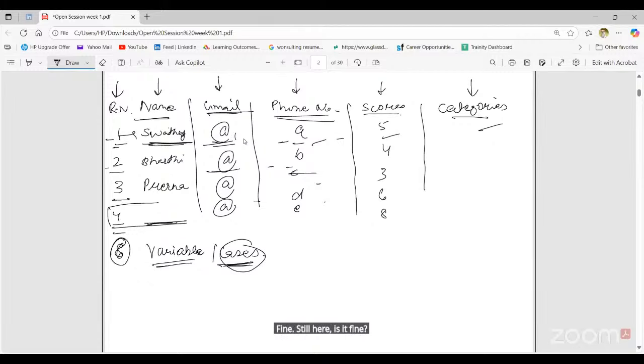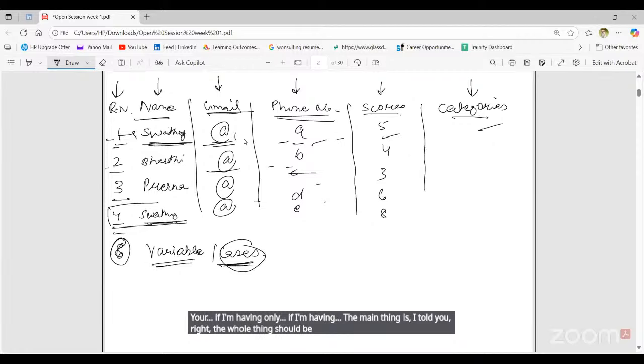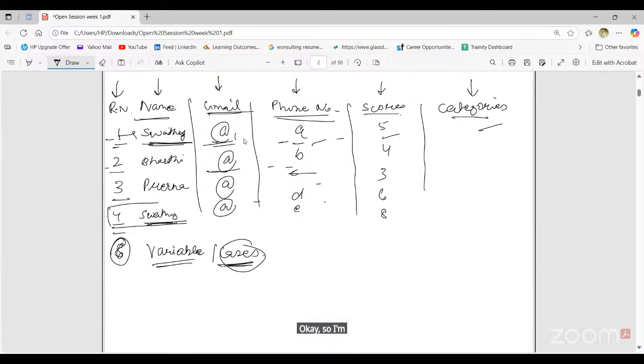Yes, ma'am. What about the names? Would each particular name also be considered a case? The main thing, as I told you, is that the whole thing should be unique. If I'm having the same names, then this is not unique. These are not cases. My 1, 2, 3, 4 are my cases. Roll number, name, Gmail are my variables.